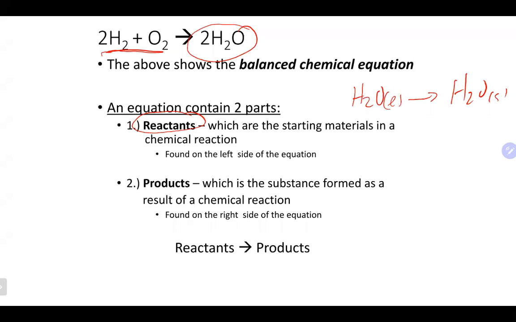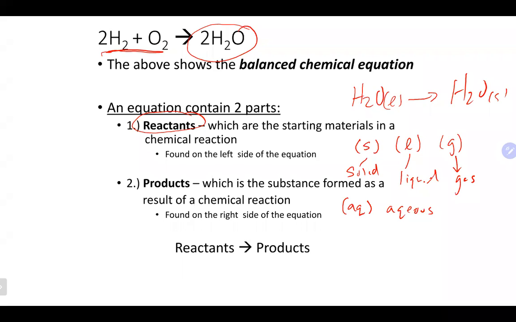Now, there are other things that we commonly see in equations. Very commonly, we will see symbols next to formulas, and the symbols typically represent the states. So S is solid, if we see it. L is liquid. G is gas. We also very commonly will see AQ, which is aqueous. Aqueous is really a water environment.